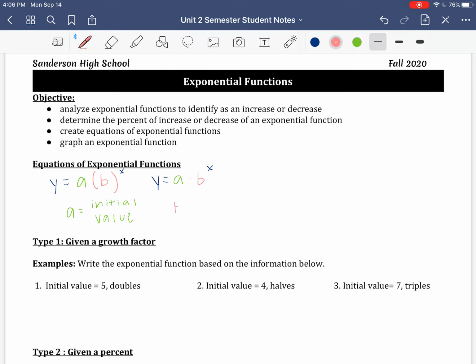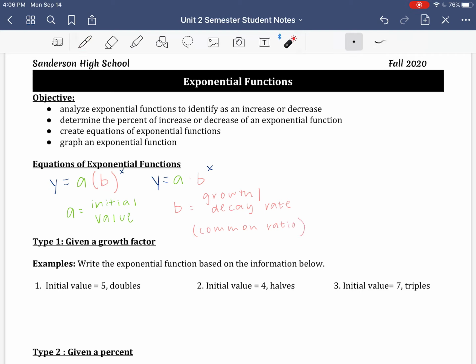The b here, I'm going to call a growth or decay rate. And that is going to have the same idea as the common ratio. It's whatever it is you're multiplying by each time to make your pattern.